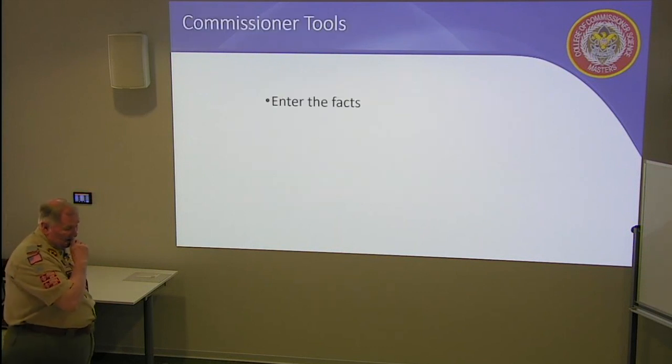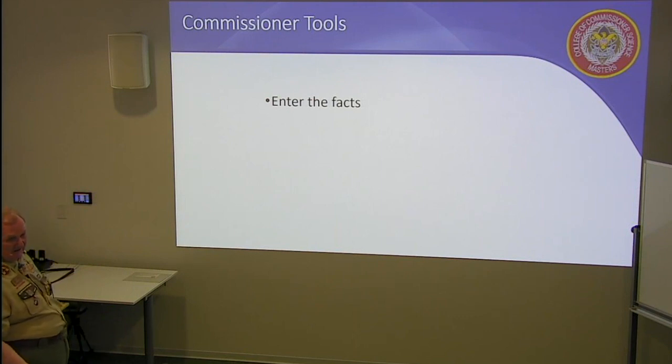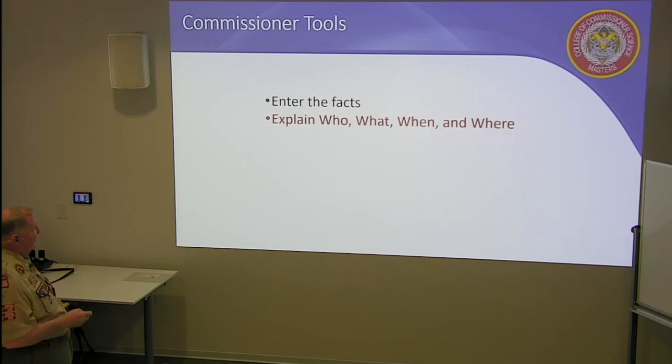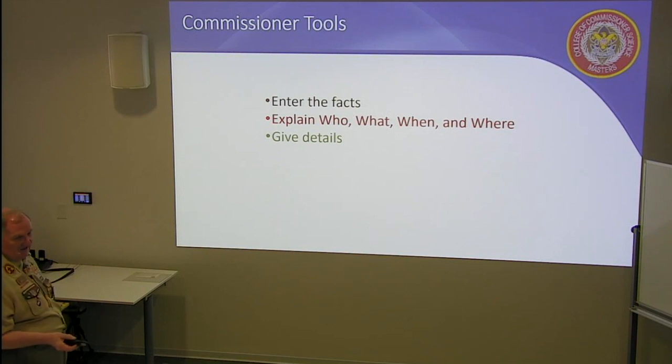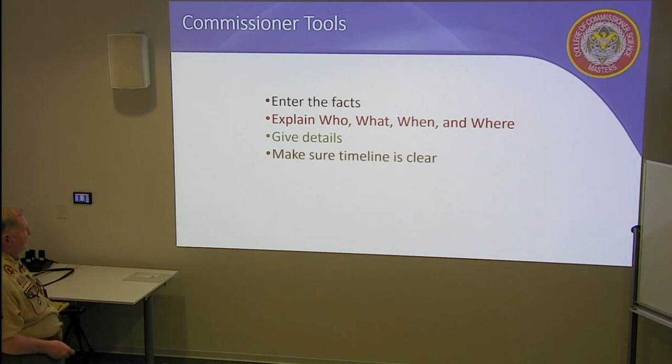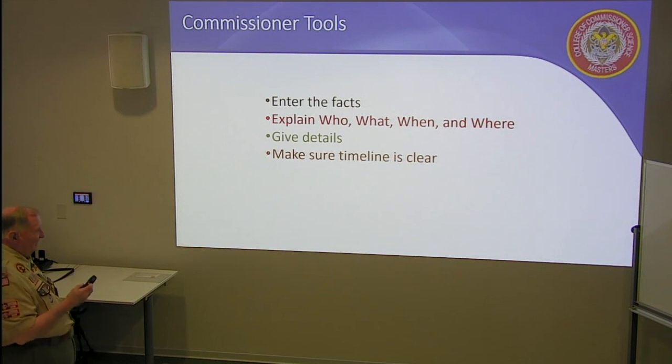Okay, we have to enter the facts when we find out, when we're in the unit. We have to explain who, what, when, and where, what was going on within the meeting. We give details. These are things that the unit commissioner should be writing down. What do they see? They should make sure the timeline is clear. Is this hour a meeting, or an hour and a half, or 45 minutes, or what?